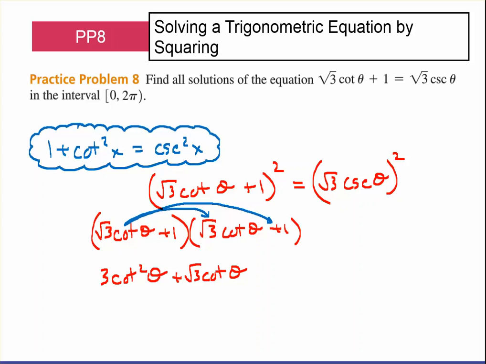Doing the outside term, root 3 cotangent theta times 1 is just going to give me root 3 cotangent theta. The inside term, 1 times root 3 cotangent theta will give me another root 3 cotangent theta. And at the end, 1 times 1 is 1. So that's the whole entire left-hand side there. Whew, man, got factoring, got a whole bunch of weird stuff here.